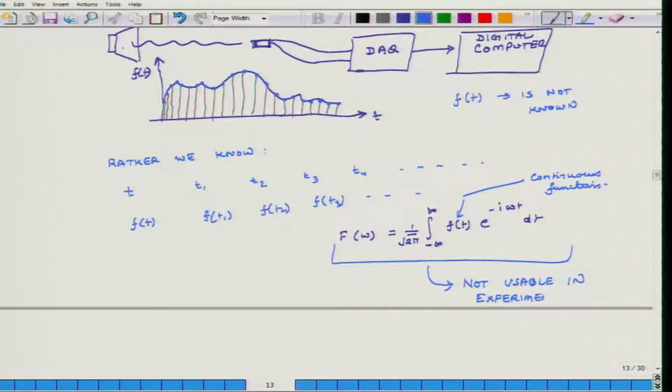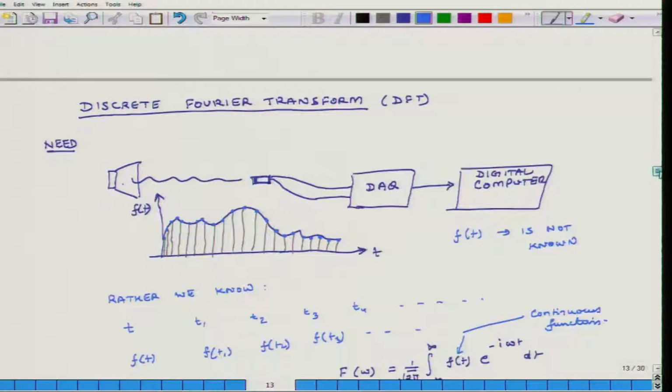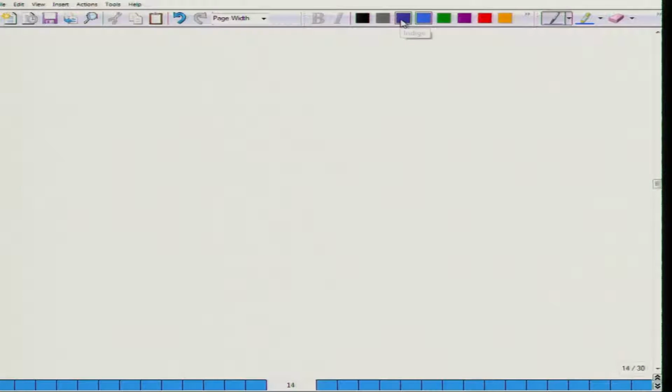I will not say in all experiments, but in most experiments I cannot use this formula. So, I cannot convert this time domain data, which is made up of individual points, into frequency domain. For that we have to learn a technique called discrete Fourier transform. We will not go around and try to prove the relations for discrete Fourier transform, but we will just state the results.